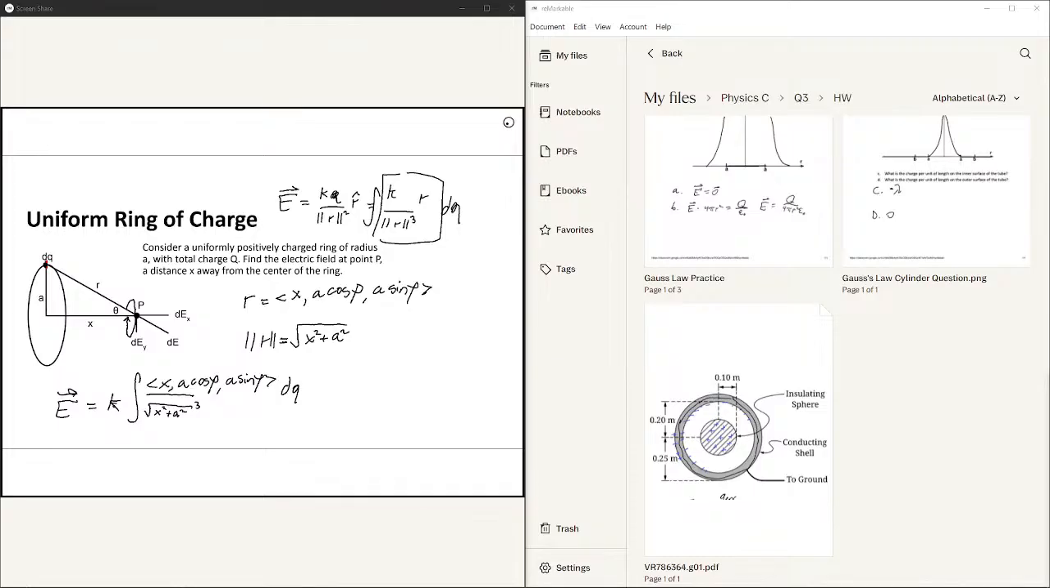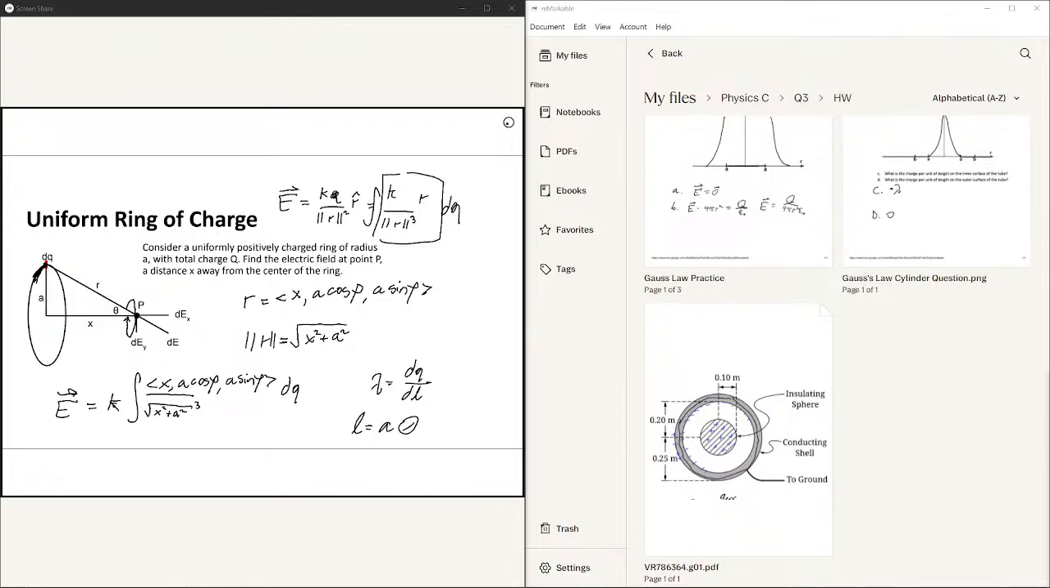Now we're gonna use density, just to complicate this, for the symmetry argument. So lambda, our linear density, is equal to dq over dl. And now dl is gonna be some little piece of circumference. How can we find dl? It's gonna be equal to radius a times what? A times phi. Wait, is it? No, it's a times theta.